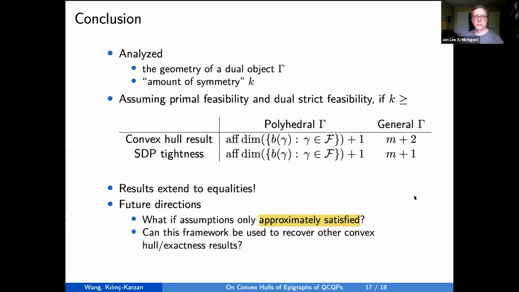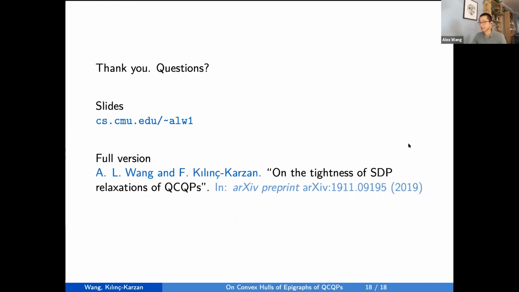Another interesting question is to ask whether the framework that we use to analyze this problem can be used to recover other convex hull and exactness results in the literature. I'll end my talk there. These slides are currently available on my website, and the full version of our paper is available on arXiv. I'll take questions.